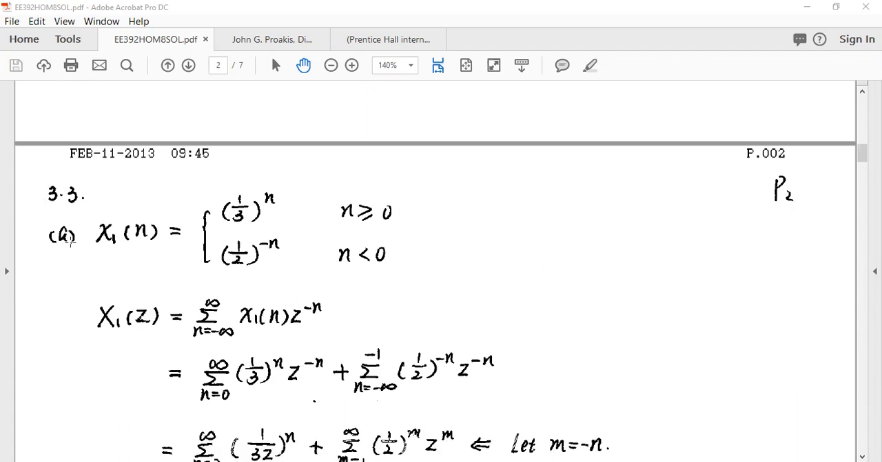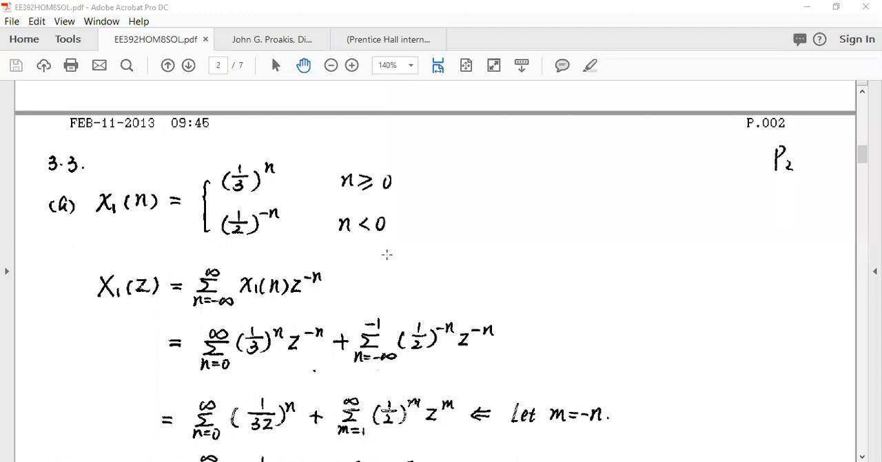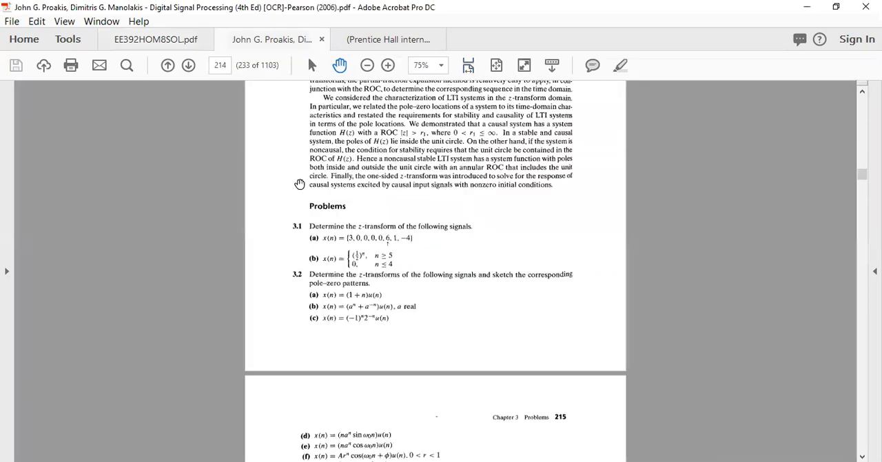Question 3.38: x1 of n is given as 1/3 to the power of n for n greater than or equal to 0, and 1/2 to the power of -n for n less than 0. Again, just directly use the definition. Over here, the solutions were given in definition form. Again, you can use the properties or you can use the definition. It's either way around. Let's see what the question says.